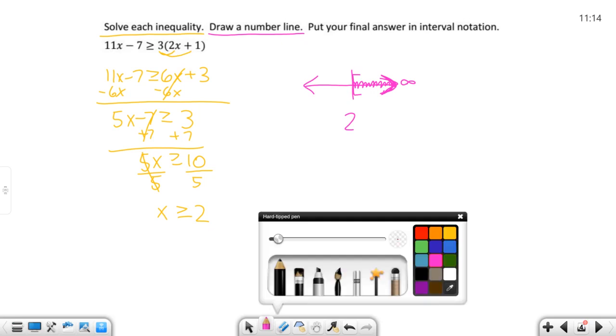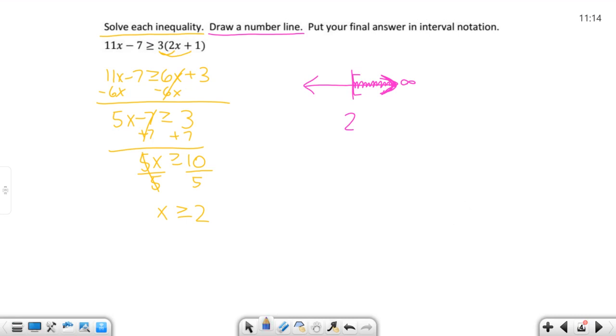And then my final answer, let's put this in this blue here, all right? So we're going to say this is going to be 2 comma infinity. 2 gets a bracket. Infinity gets a parenthesis. Okay? So we'll use the yellow, the pink, and the blue here.